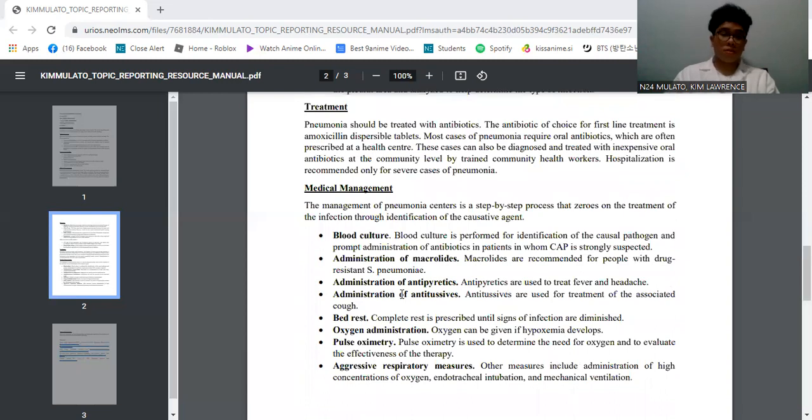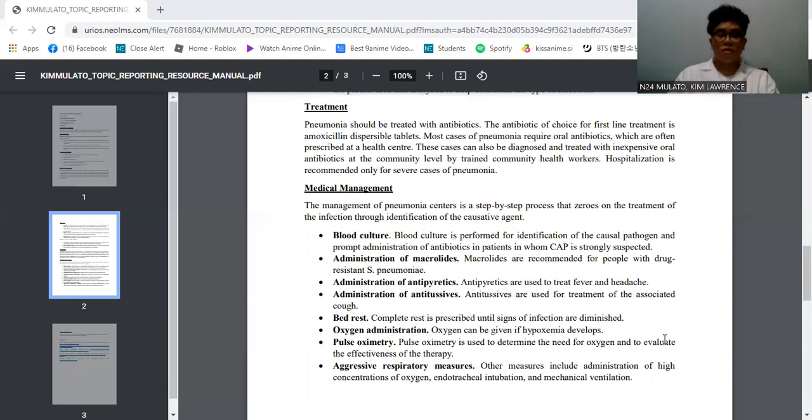Here is the medical management. The management of pneumonia is a step-by-step process that zeroes in on the treatment of the infection through identification of the causative agent. Blood culture. Blood culture is performed for identification of the causal pathogen and prompt administration of antibiotics in patients in whom CAP is strongly suspected.